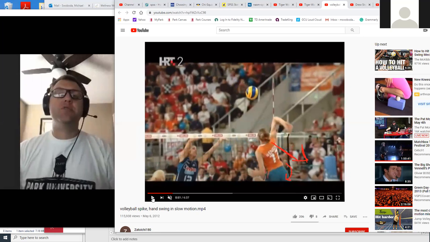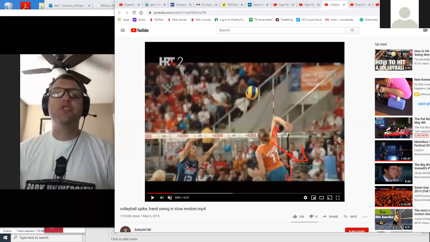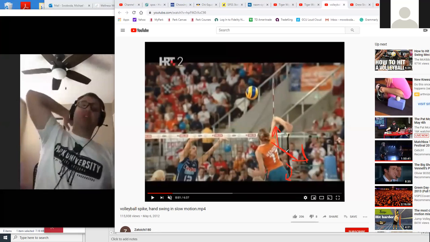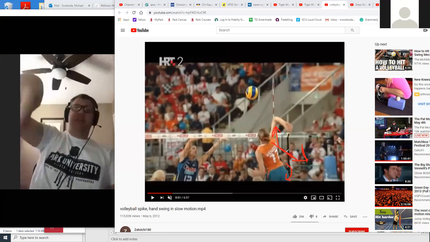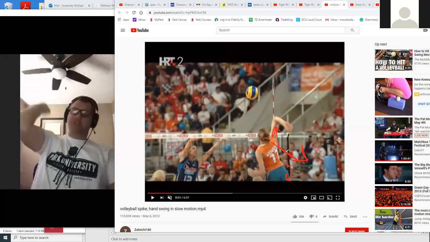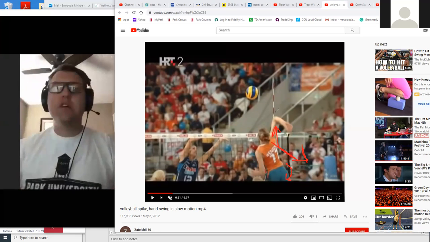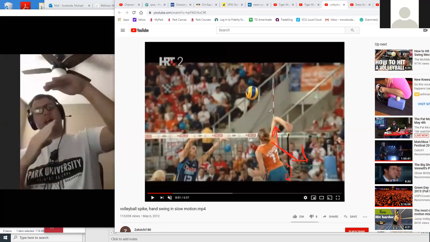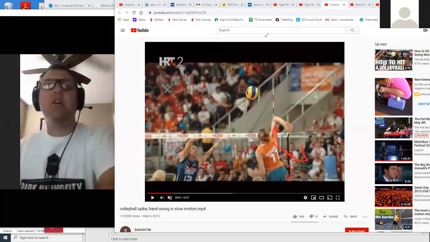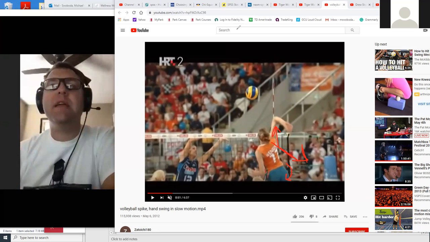Now, here's one big difference. With the volleyball spike, you have a lot more shoulder abduction. You could technically call this shoulder flexion, but your elbow is elevated a lot higher here because your movement is going to be straight down. You want this to be going on a downward angle. So the higher you can elevate your elbow, the better, because it allows you to get more of a downward angle once you make contact. That'll be a lot different than when we see the baseball pitch.